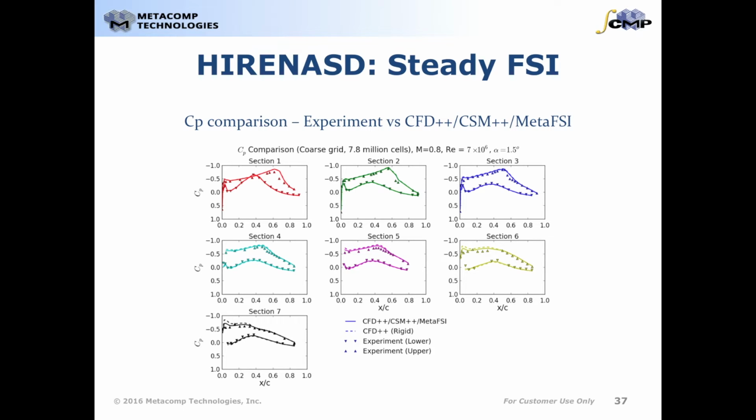Experimental results are provided in the form of CP data extracted from probes at several sectional locations at 7 different span-wise stations. For a steady-state analysis, it is clear that CFD++, CSM++, and MetaFSI provide a solution that closely matches these experimental results.